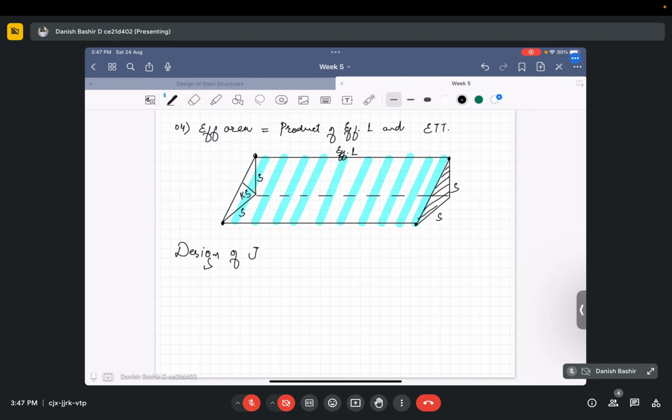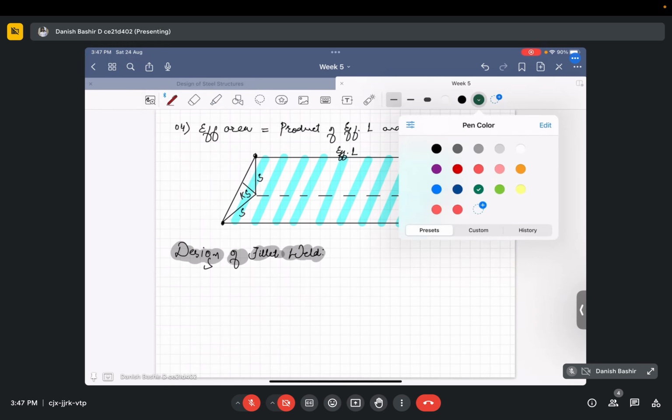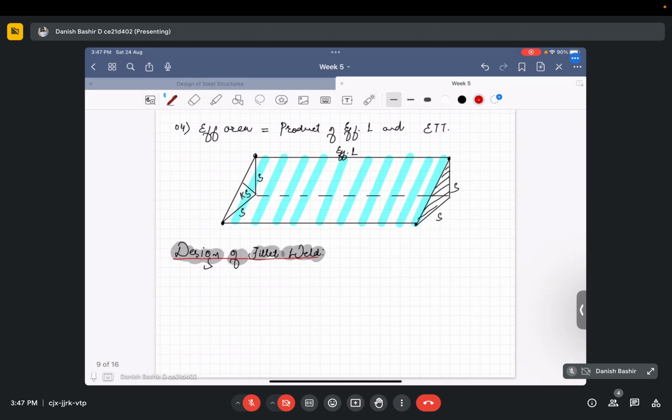Design of fillet weld. Please keep your attention here because this is the important thing. After all this, we have to solve the numericals on this also. So the following assumptions are made while analyzing welded joints which are fillet weld in nature.